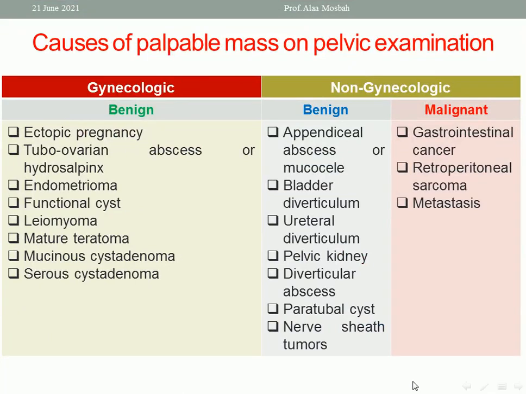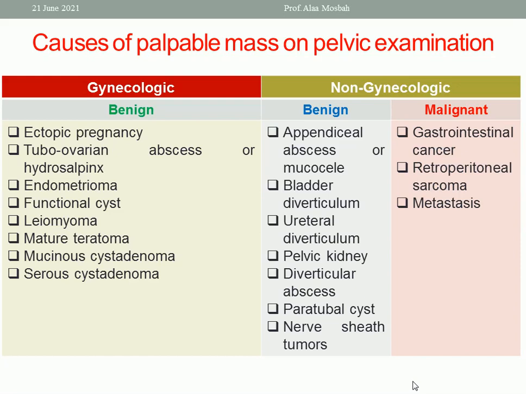So what is the differential diagnosis? If during bimanual examination we felt a pelvic or pelvic-abdominal mass, we can classify the causes of pelvic mass into gynecologic and non-gynecologic. The gynecologic ones, as we mentioned in the previous lecture, are benign ovarian masses, including ectopic pregnancy, hydrosalpinx, tubo-ovarian abscess, endometrioma, functional cyst, mature teratoma, leiomyoma, mucinous cystadenoma, and serous cystadenoma. These are the benign gynecologic lesions with palpable mass.